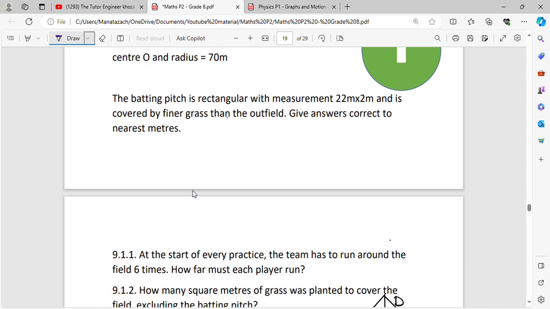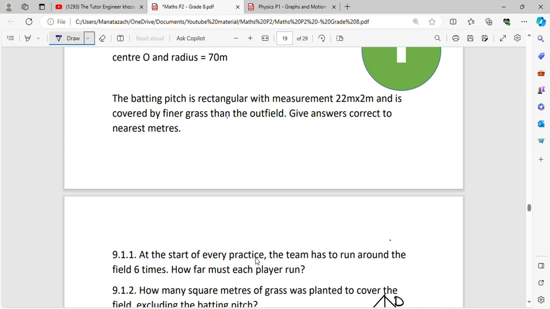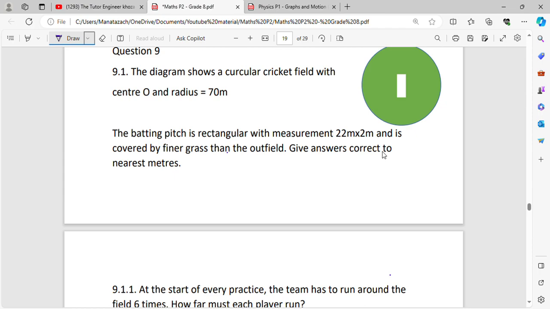So the first question is, at the start of every practice, the team has to run around the field 6 times. How much must each player run? Okay, so the first thing we need to calculate to answer this question is the perimeter, since the players are running around the circular field. So the perimeter of a circle is 2 pi times radius. We're given that the radius is 70 meters.